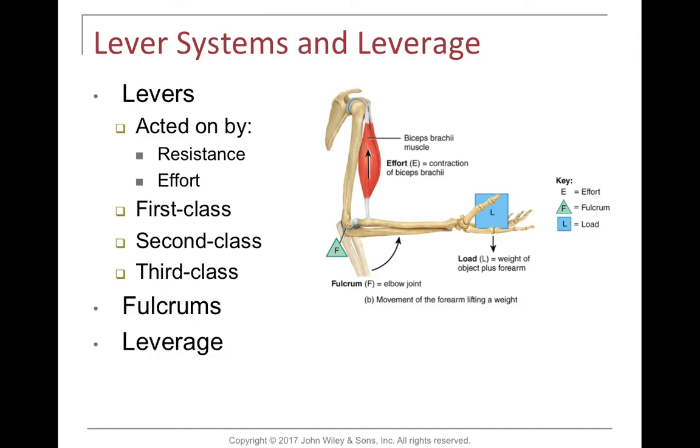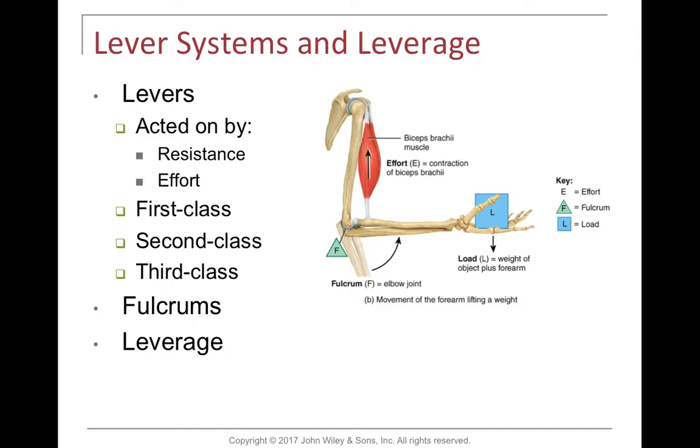Our skeletal movement is based on lever systems and leverage. So the bone will serve as the lever and the joint will serve as the fulcrum. A lever is going to then be acted on by two different forces. It'll be acted on by the resistance and effort. So resistance will be what we show here as our load. That's the resistance. And then we'll have the effort, where we actually have the work coming from.